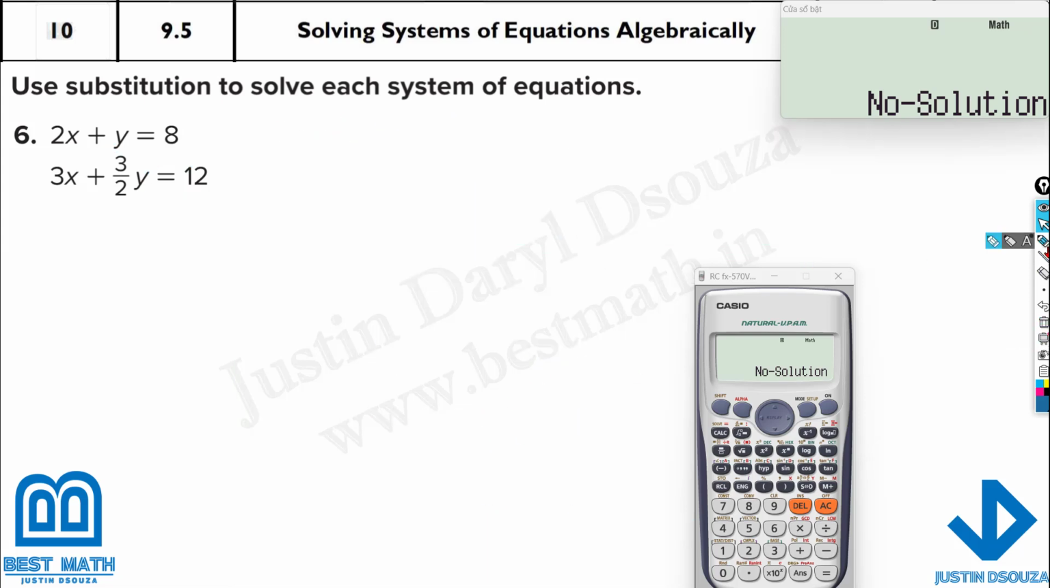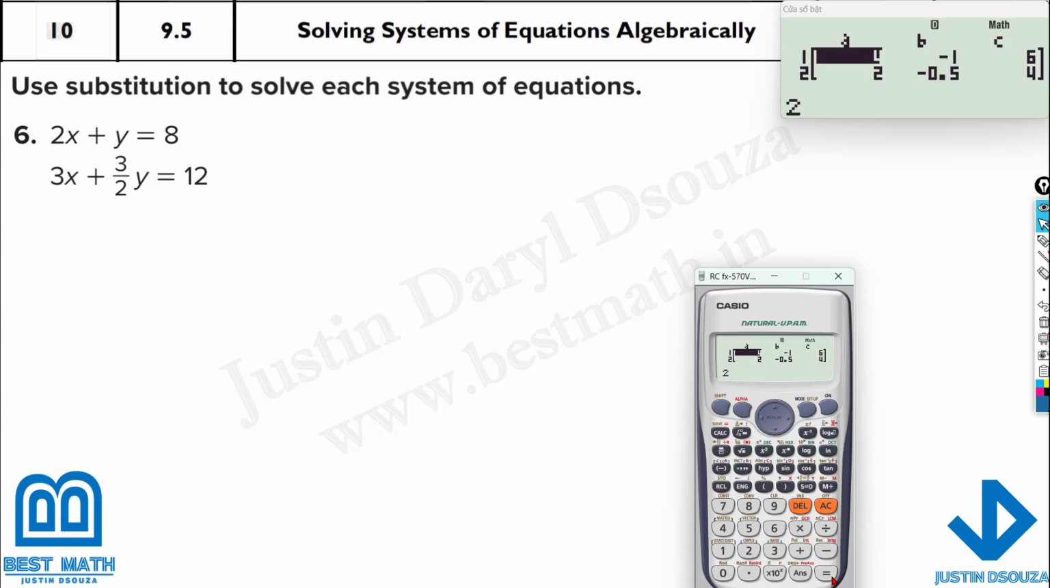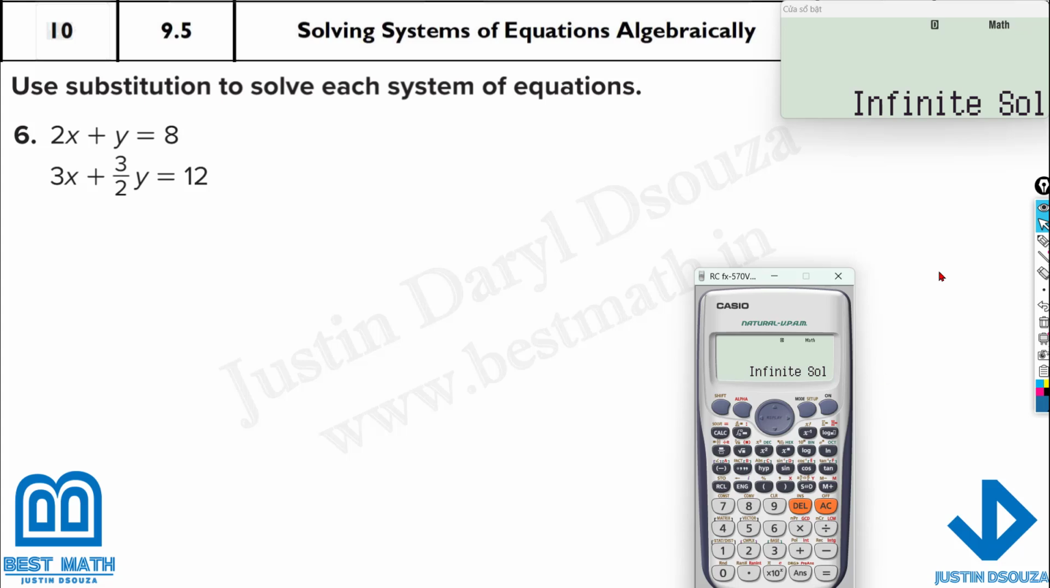Let's solve this one. Let's first do it in the calculator. It'll be 2, 1, and 8. What about the second equation? It is 3. 3 by 2 or 1.5. You can just write 3 by 2. This is the fraction symbol, or you can even put divided by 2. And we have 12. So we typed in all. We got infinite solution. Why is that?